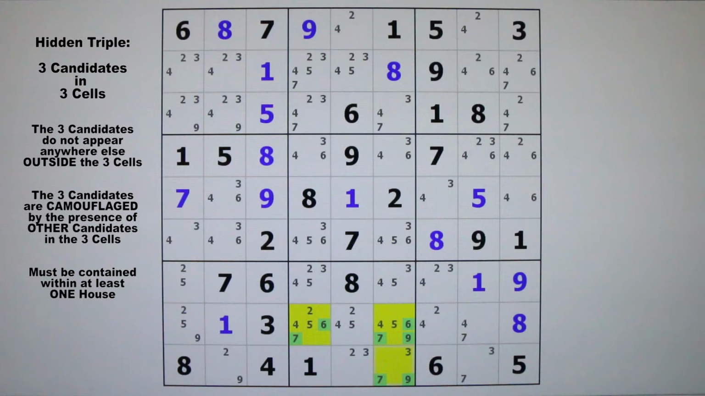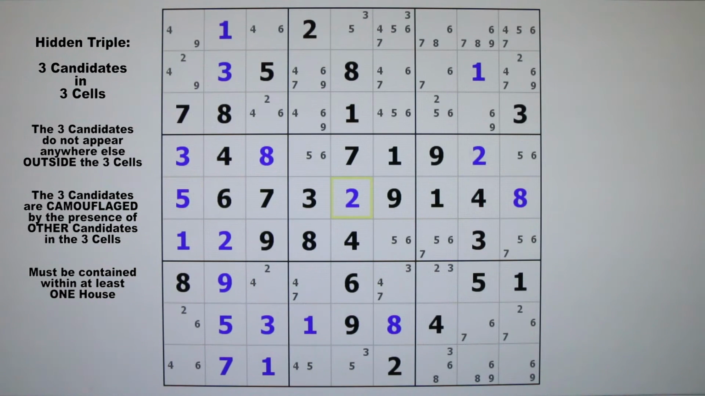Down here in block 8, we have 7, 6, and 9, and they do not appear anywhere else in block 8 besides the 3 yellow cells. So we can eliminate all the other candidates from those cells: 2, 5, and 4, 4 and 5, and the 3.